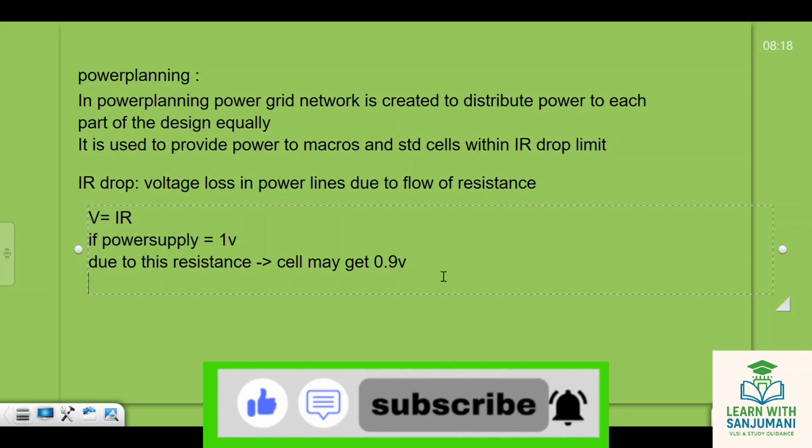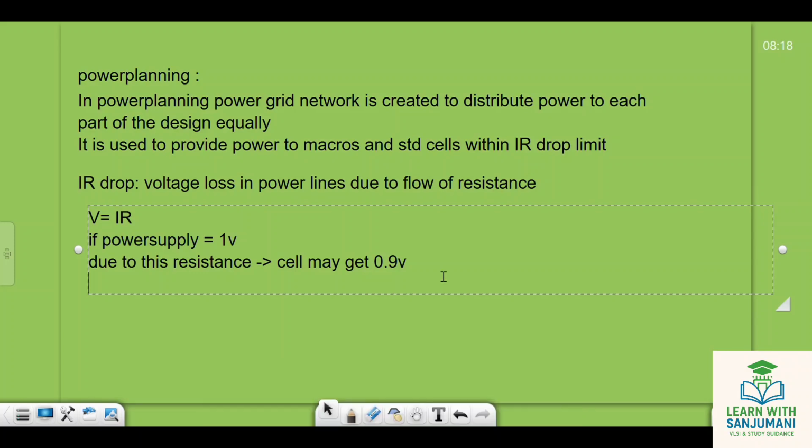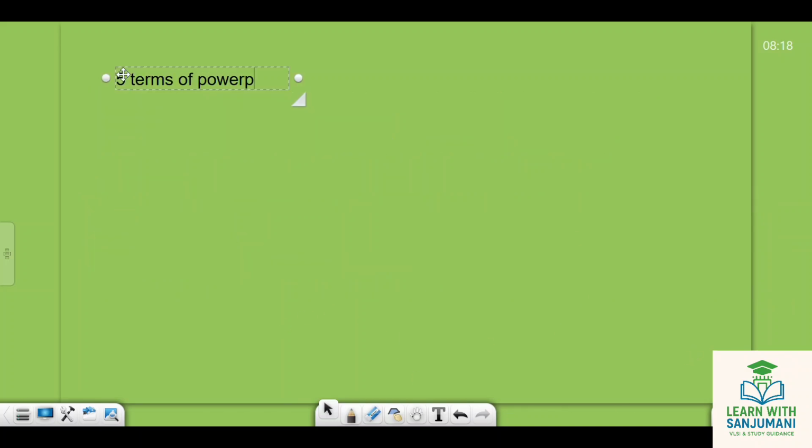Okay. So now we got the intro of the power planning. Now before going deeper, I want to discuss 5 new terms in power planning.